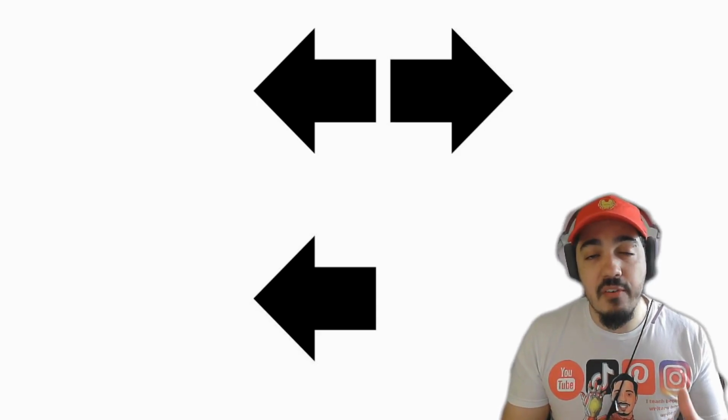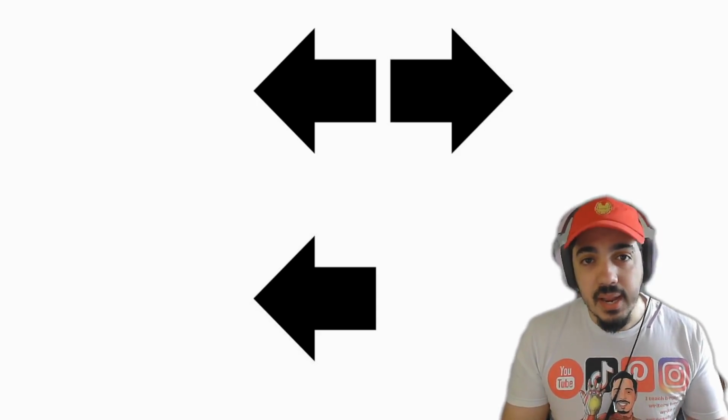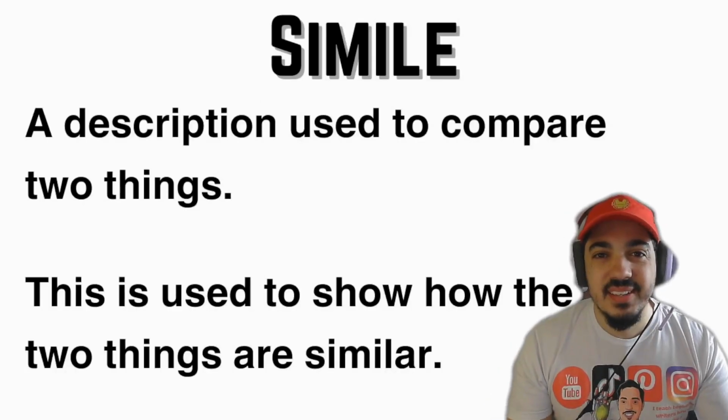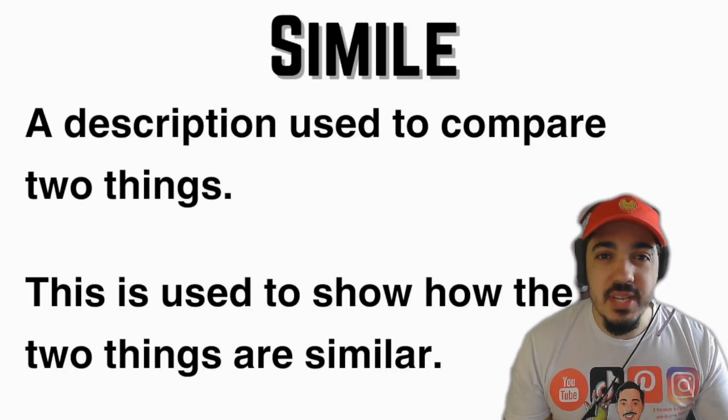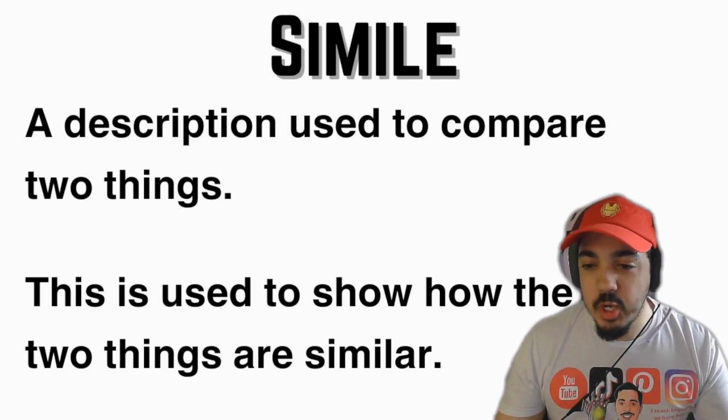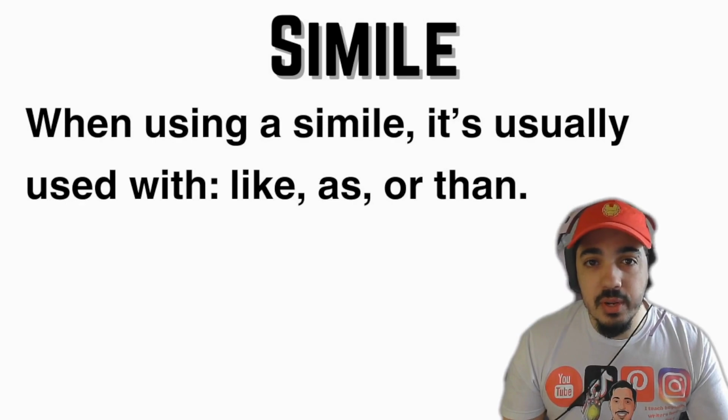Different literary devices I've already talked about, plus what is a literary device. So a simile is used as a description to compare two things. You look for these three words: like, and.